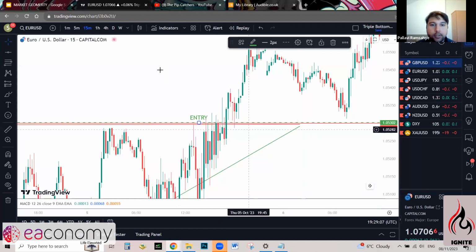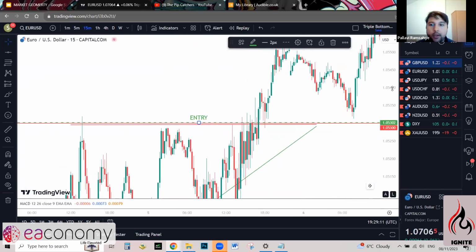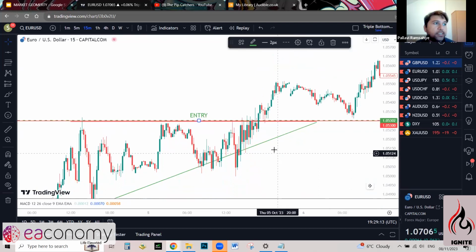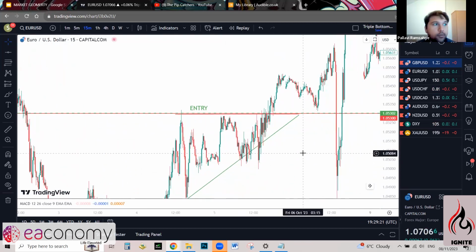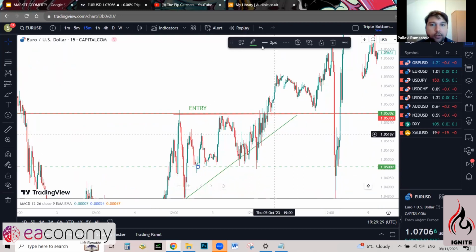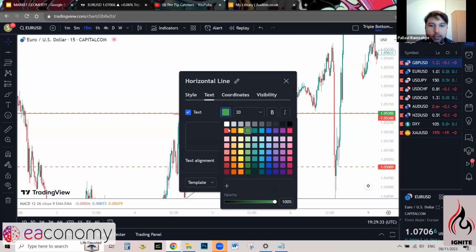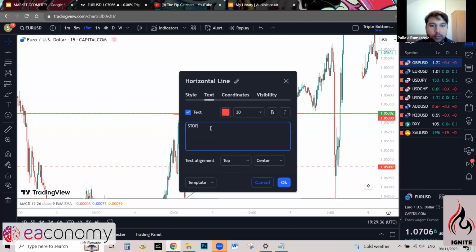Entry, okay. And then quick question for everyone to see if everybody's listening. Where do we set our stop loss for this pattern? Can anybody tell me where we set the stop loss for this pattern? So we set the stop loss under the recent swing low. So let's change that stop loss.